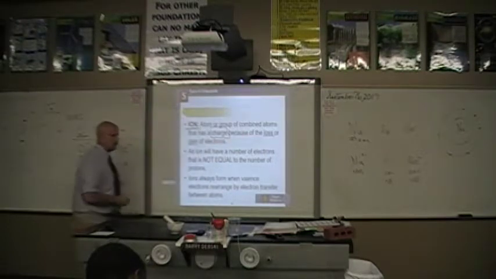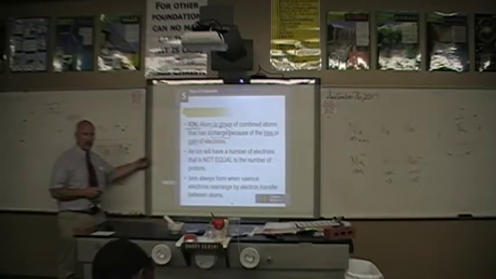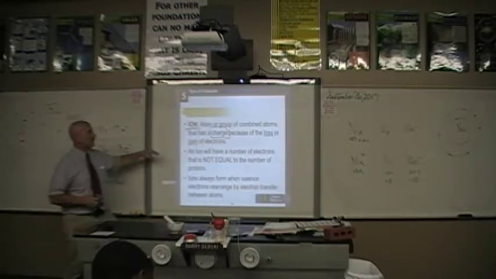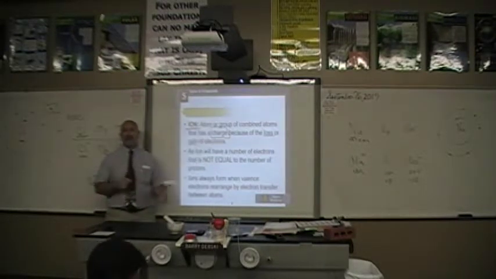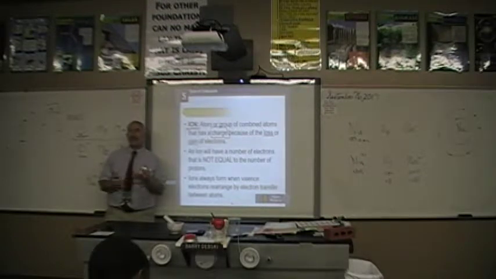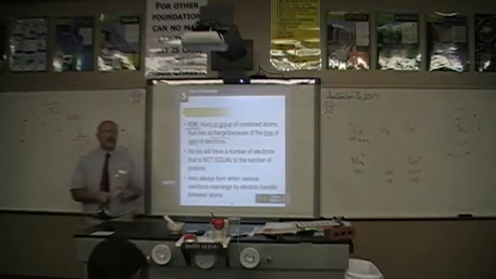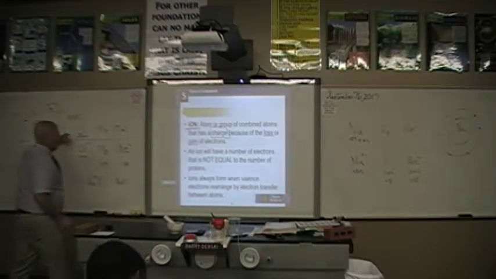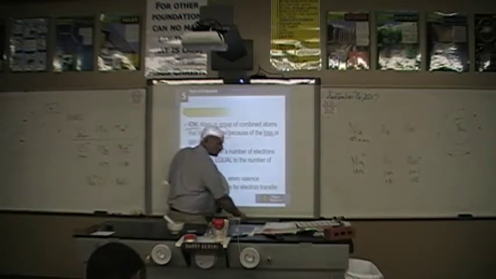I'm going to give you an example on the whiteboard here. Okay, so an ion is no longer a neutral atom. An ion is an atom that has either gained or lost electrons and become either positive or negative. Okay, let's talk about chlorine. Chlorine is our classic example here.